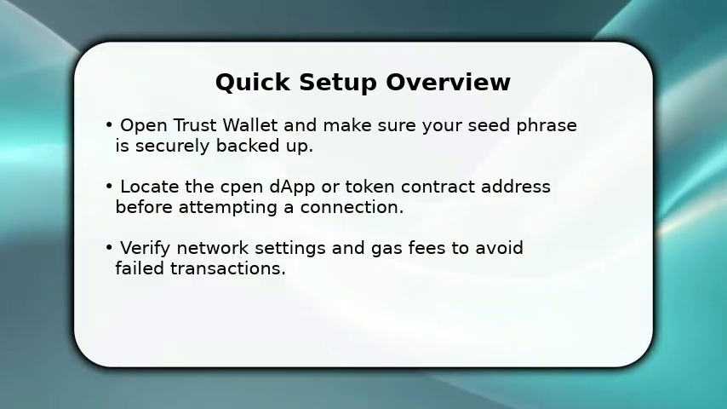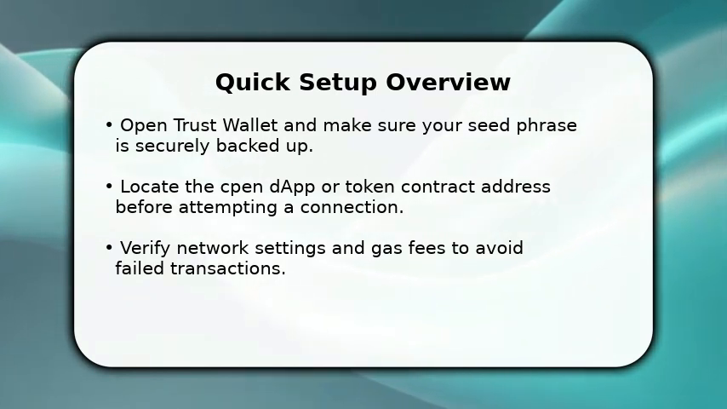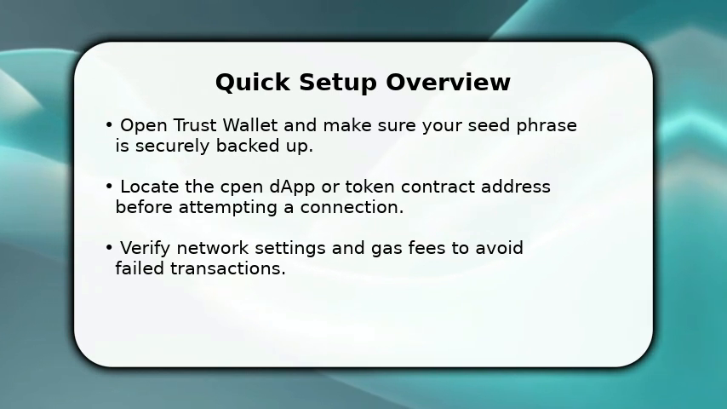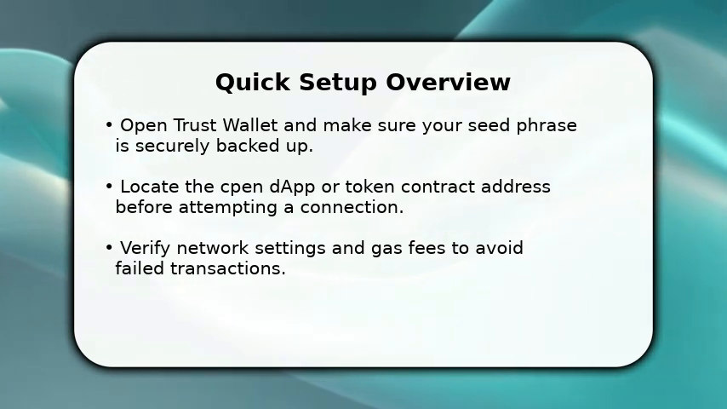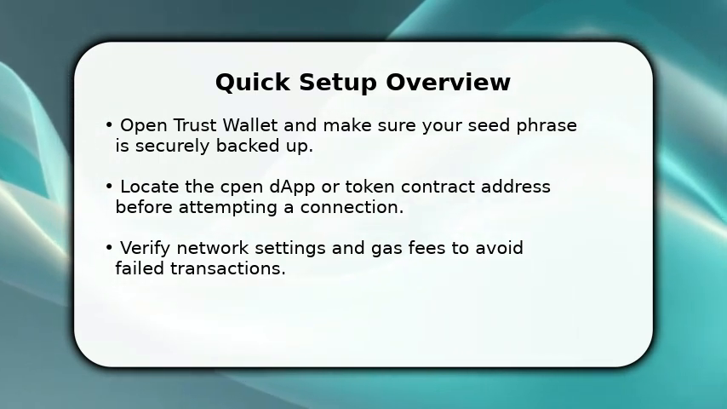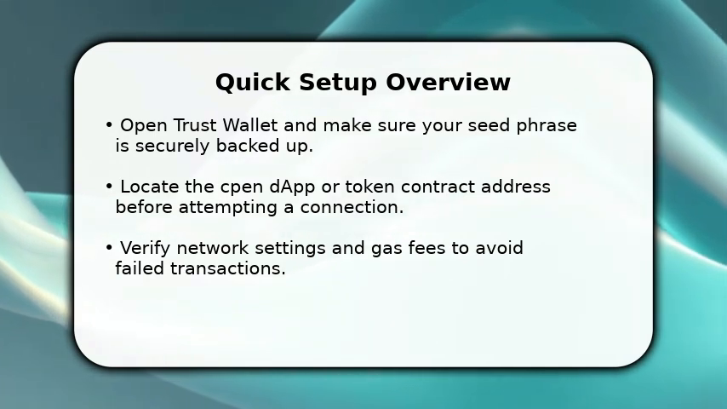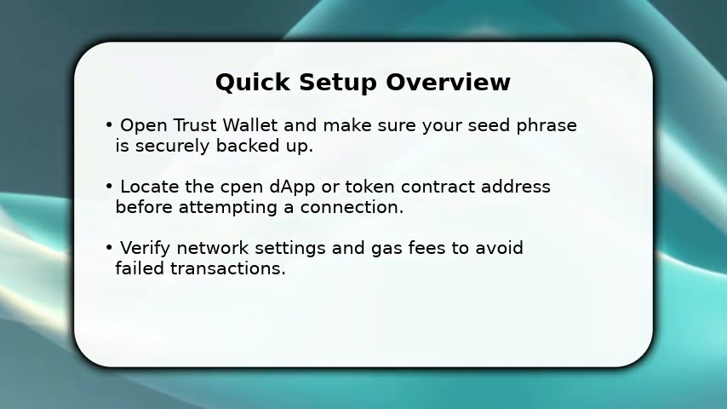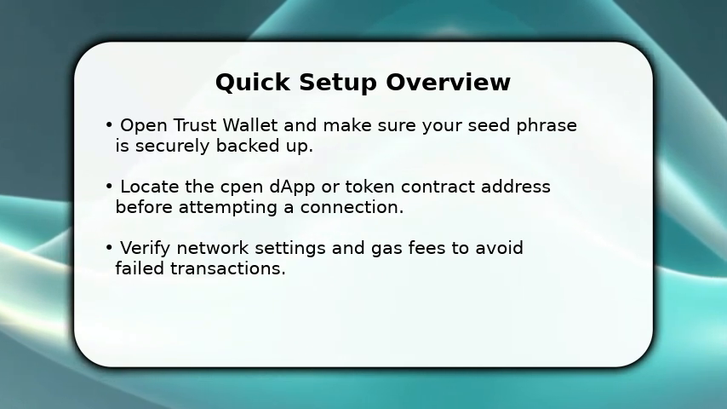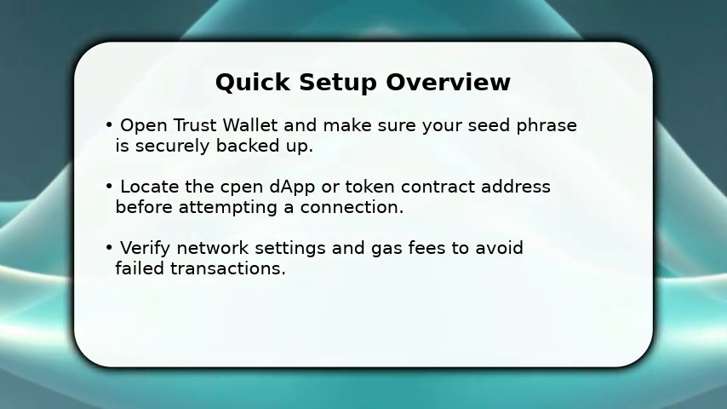In this video, I will explain how to connect Trust Wallet with Cpen, an easy method. First, open Trust Wallet and unlock your wallet. Then tap the browser or D-App tab to access Cpen. Paste the Cpen contract or navigate to the official D-App link inside the wallet and approve the connection prompt when it appears. Finally, confirm any transaction with correct gas settings and double-check the destination address before you sign.